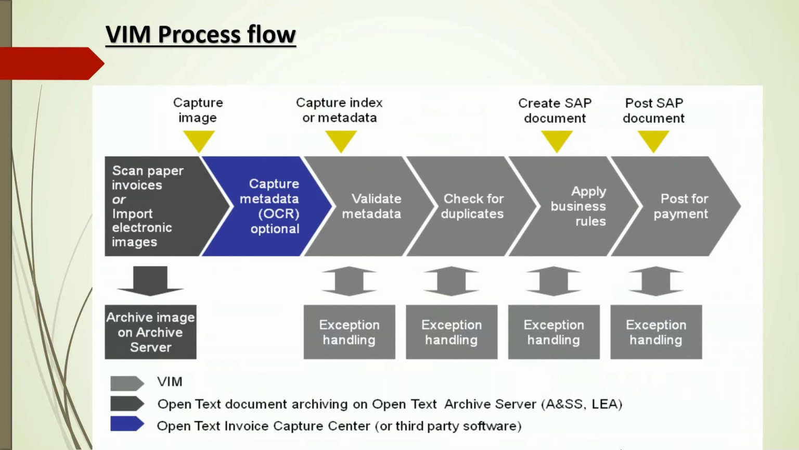But OCR is not mandatory from the Vim solution point of view. If you want to use OCR, you can use it. Additionally, it is also not mandatory to use OpenText OCR. You can use any third party OCR as well. There are a lot of vendors or service providers available in the market nowadays who provide OCR services, so you can use any OCR service provider, and that can be integrated very well with Vim.